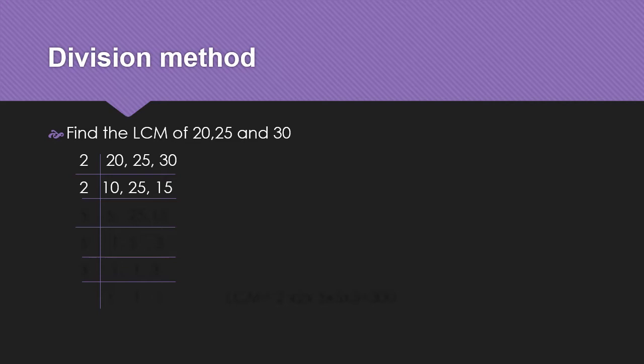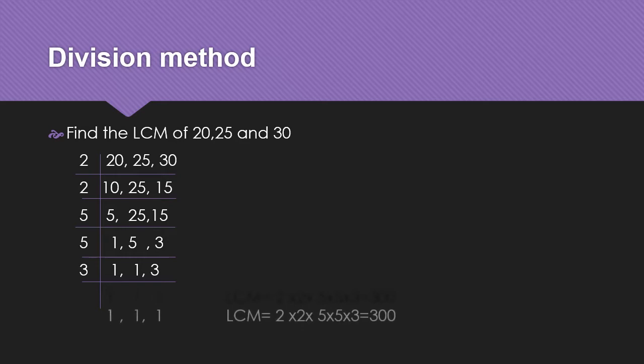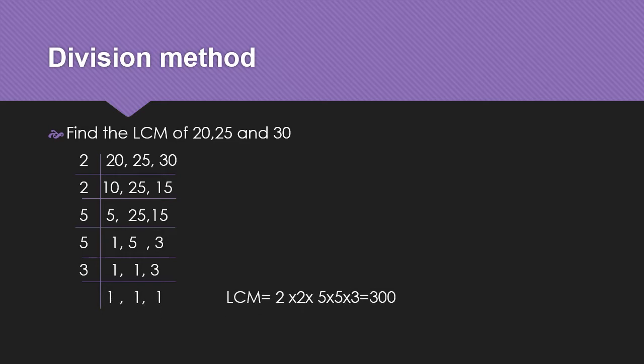So in the next row, 10, 25 and 15. Again divide this with 2 and write the next row. Continue this process until we get all the numbers as 1 in the last row. Now LCM is the product of all the prime divisors. So the product of all the prime divisors will give the LCM of these numbers, that is 300.